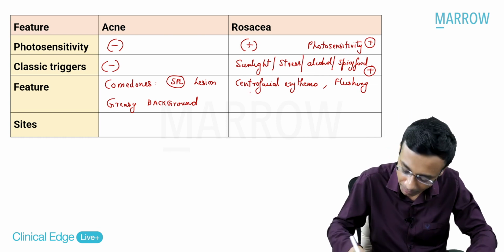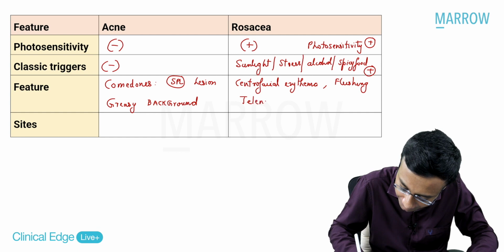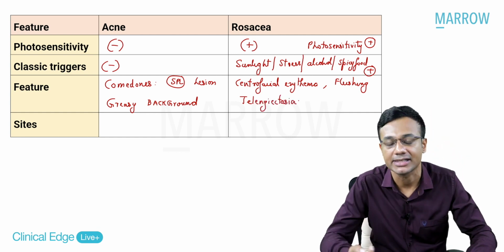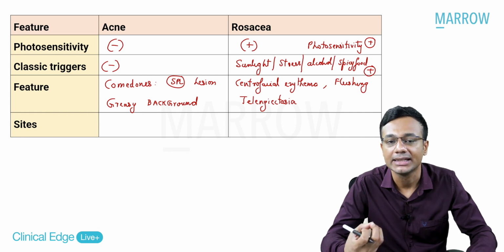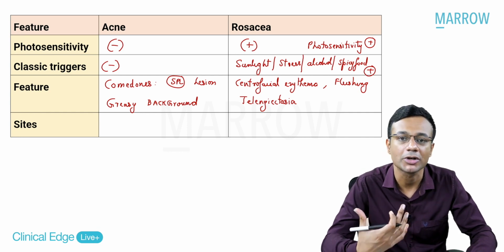And the third important point here is telangiectasia. So centrofacial erythema, then telangiectasia and flushing. These are the important points for rosacea.